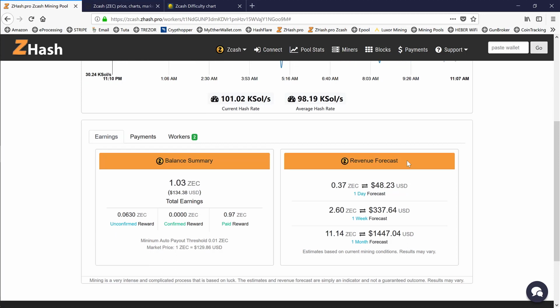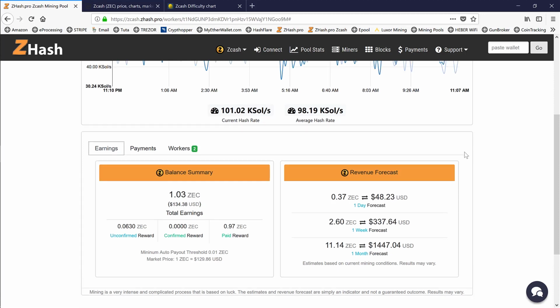If we jump back to the revenue forecast they're predicting based on our hash rate and the current difficulty today, they're predicting 11 Zcash tokens, which at a price of $129.86 would be $1,400 a month. We'll round that down, assuming difficulty goes up and the price doesn't increase on Zcash, to $1,000 a month. That would give us around a 7.5 month return on investment time frame for these two miners.